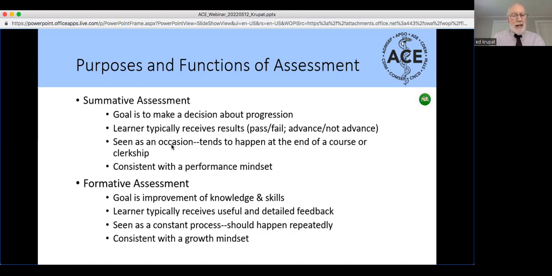So it's seen as a constant process. It's something that happens over and over again. It's something that even happens often. And it's consistent with what Dweck calls a growth mindset. The idea that I can get better as a student, and for you as a faculty member, the idea that I want my students to get better.